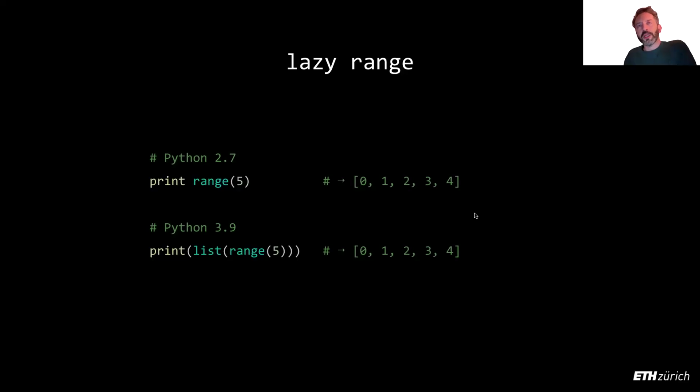Range also changed behavior. So in Python 2, you could say print range of 5, and it will print all of them. If you do the same thing in Python 3, it will not print all the numbers. It will print the text range 5, because this is a lazy range. It means it's not really going to expand until you force it to expand. You can force it to expand by wrapping it into a list, for example.